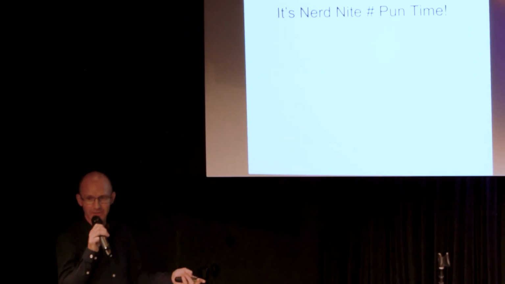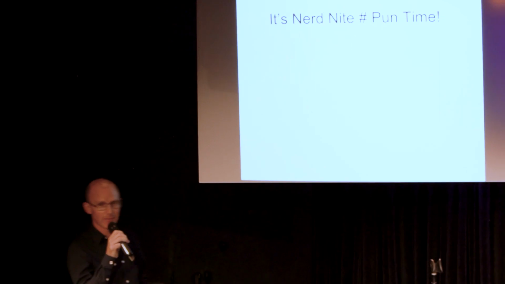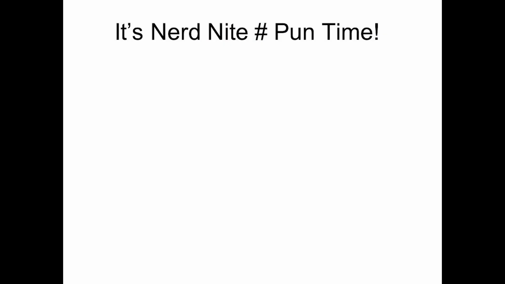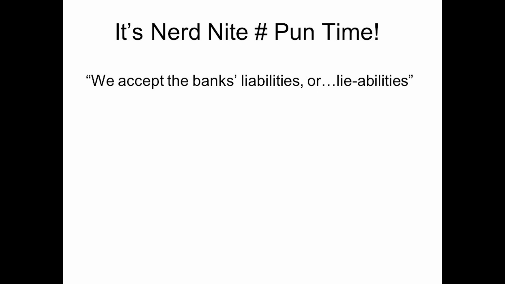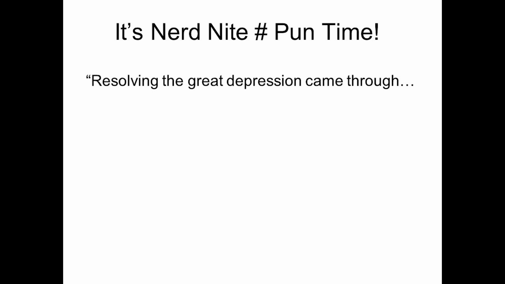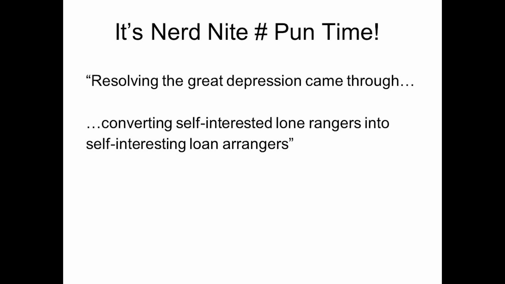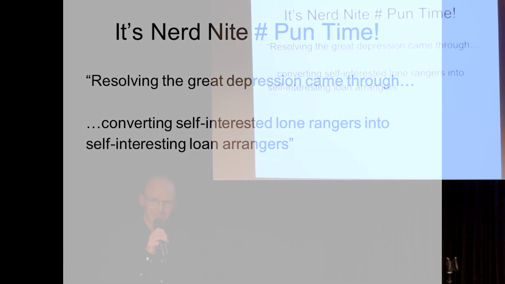But finally, it's Nerd Night Pun time. So I have written a book about all these things, which is currently sitting on my hard drive awaiting being published. But in there's some crackers. Because it's not feasible, or perhaps feasible. We accept the bank's liabilities, or liabilities. And finally, my favorite, resolving the Great Depression came through converting self-interested lone rangers into self-interesting loan arrangers.